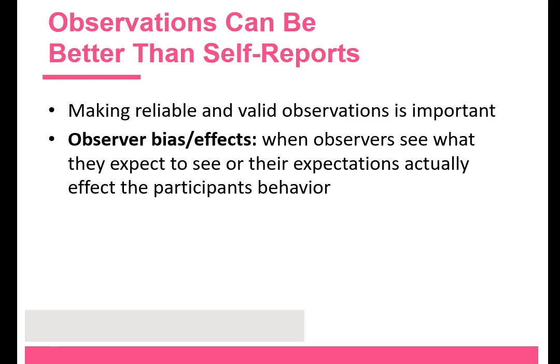We want to make sure that the observations are reliable and valid as well. Observer bias or effects is when observers see what they expect to see, or their expectations actually affect the participant's behavior in some way. These could be subtle nonverbal cues from the observer that actually affect the way that the participants respond. And so we have to be very careful about observer bias and observer effects by trying to, again, make the observers blind or masked to what is going on.